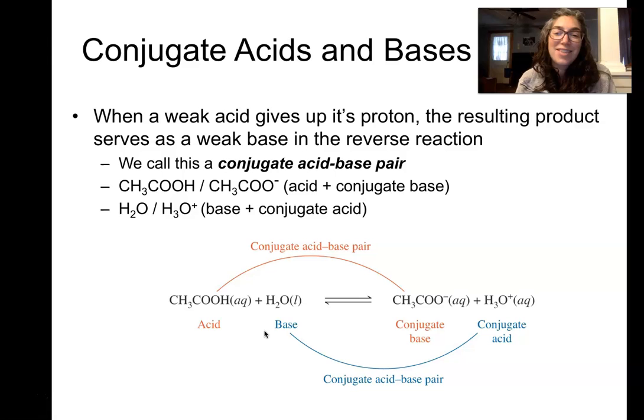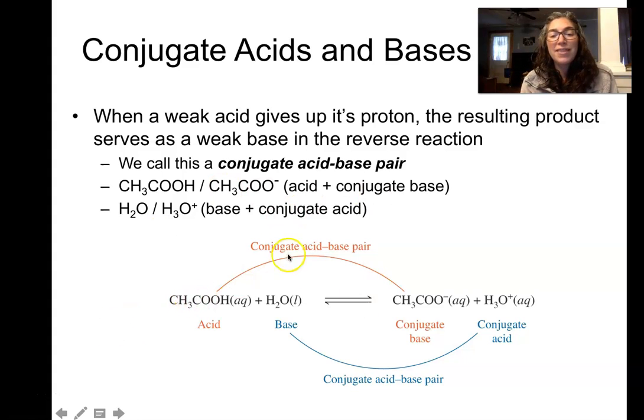So we can take the acid and the product of the acid and call it the conjugate base. So we call this a conjugate acid-base pair. So the acid, after it donates its proton, becomes a molecule that in the reverse reaction acts as a proton acceptor or a base.